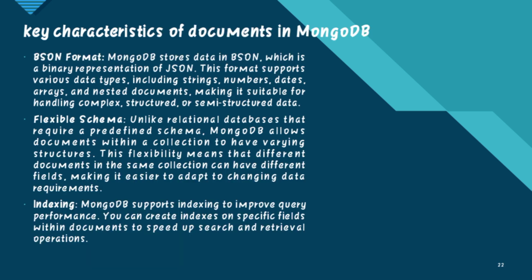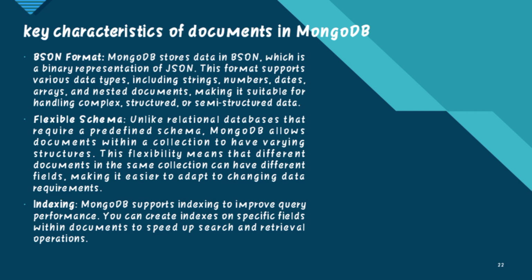Key characteristics of documents in MongoDB. BSON format. MongoDB stores data in BSON, which is a binary representation of JSON. This format supports various data types including strings, numbers, dates, arrays, and nested documents, making it suitable for handling complex structured or semi-structured data.